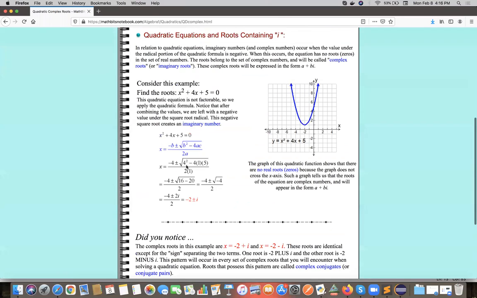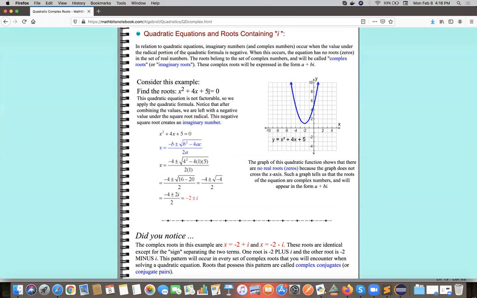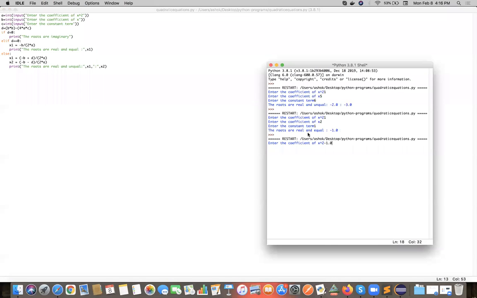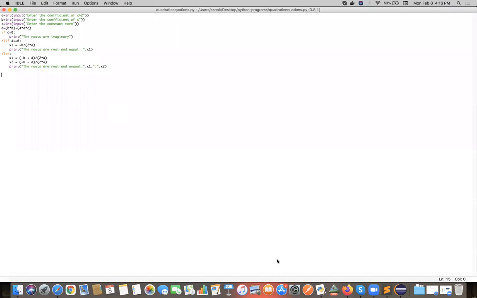You could say this one, x square plus 4x plus 5 equal to 0, right? It doesn't even touch here. So this falls under completely imaginary roots. We can take this 1, 4, and 5, right? 1, 4, 5. Okay. The roots are imaginary. So all cases we tested.